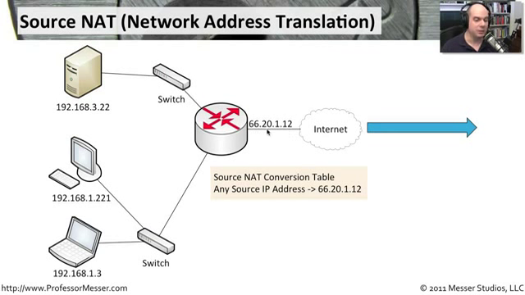And when Google receives this request from this user, it sees that the source was 66.20.1.12, and it sends the response back to 66.20.1.12. It's the job of this device that's providing that translation to keep track of who has been translated to where. So when that response comes back from Google, that firewall looks through its table and says, now, who did I NAT out to Google to begin with? Oh, I NATed 192.168.3.22. Let me change it back to its original address and send it on its way.